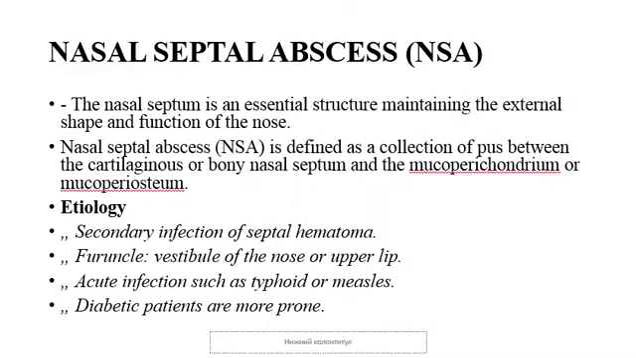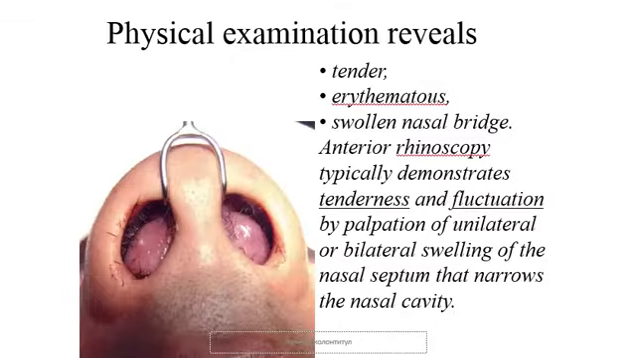The nasal septal abscess, the nasal septum is an essential structure maintaining the external shape and function of the nose. Nasal septal abscess is defined as a collection of pus between the cartilaginous or bony nasal septum and the mucoperichondrium or mucoperiosteum. The etiology of the nasal septal abscess is secondary infection of the septal hematoma. The furuncle may be in the vestibular part or upper lip. Acute infections such as typhoid or measles, and sometimes diabetic patients, are more prone to septal abscess.